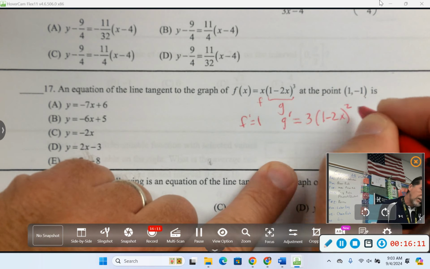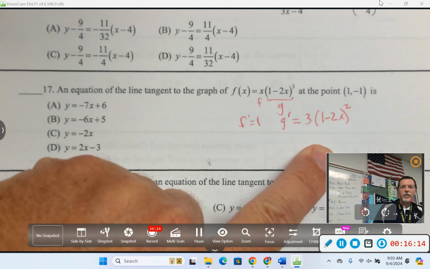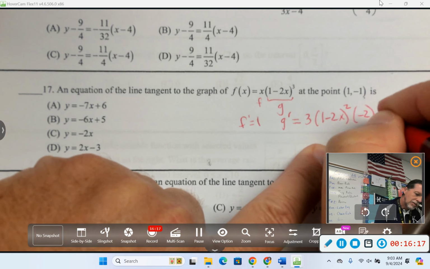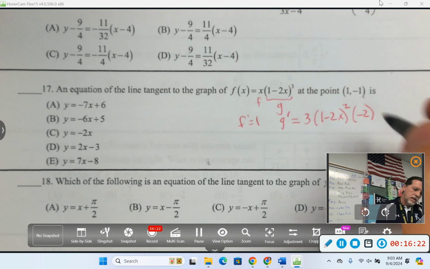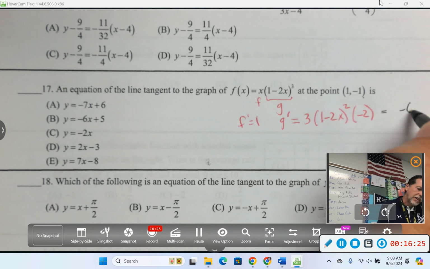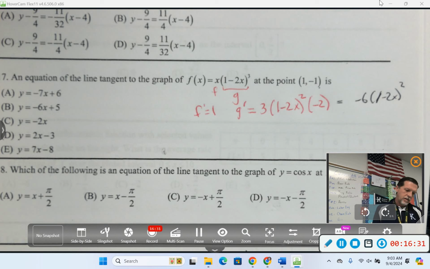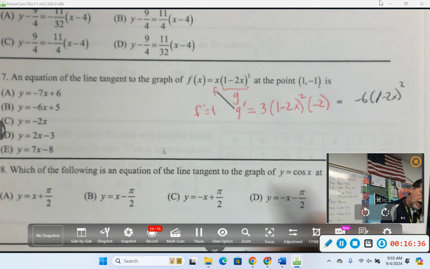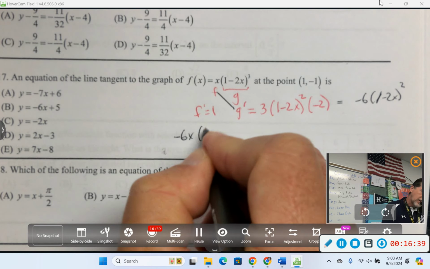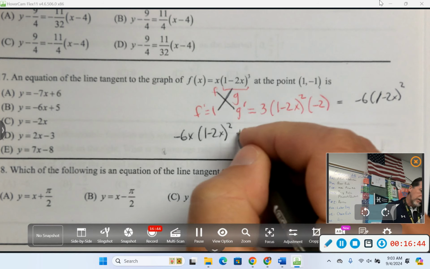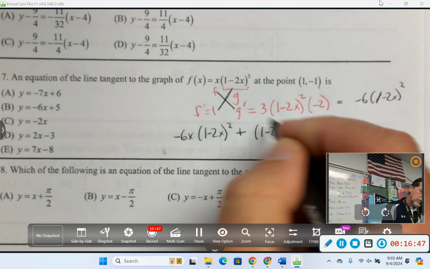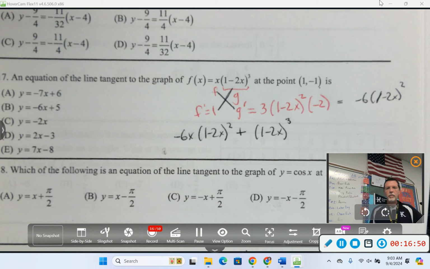Bring the 3 down front, decrease the power by 1, then take the derivative of the inside, which should be negative 2. Let's clean that up first. So negative 6, 1 minus 2x squared. Okay, now back up. Product rule. f g prime, so negative 6x, 1 minus 2x squared, plus the other way around, which would just be 1 minus 2x cubed.